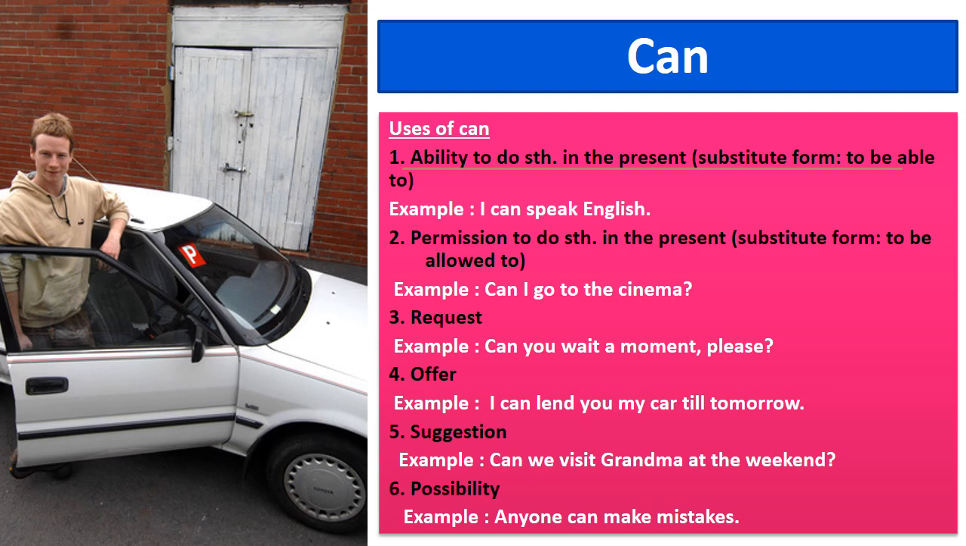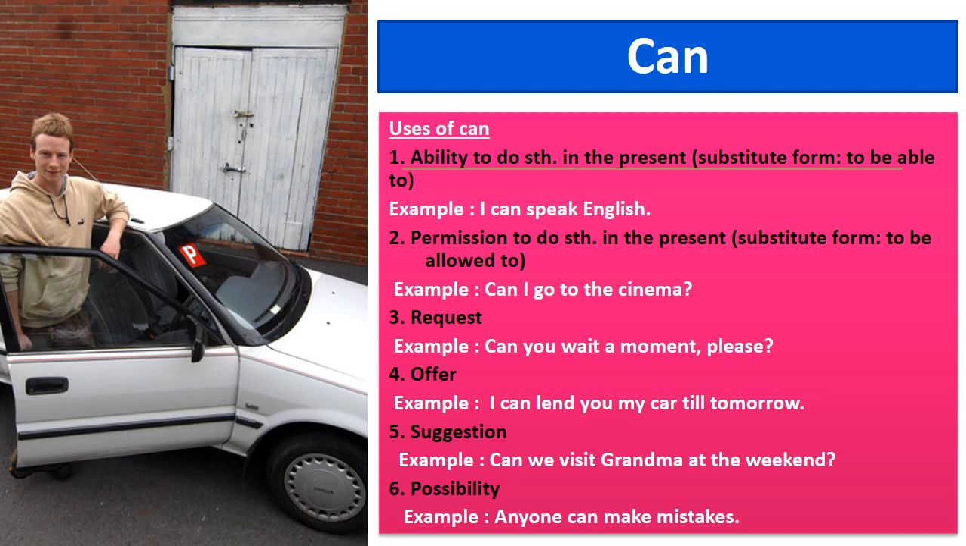For example, I can speak English. मैं इंग्लिश बोल सकता हूँ. आप क्या कर सकते हो? अपनी एबिलिटी शो करने के लिए हम कैन यूज करते हैं. Number 2, permission to do something in the present. Substitute form is to be allowed to. For example, can I go to the cinema? So we are seeking permission using can.